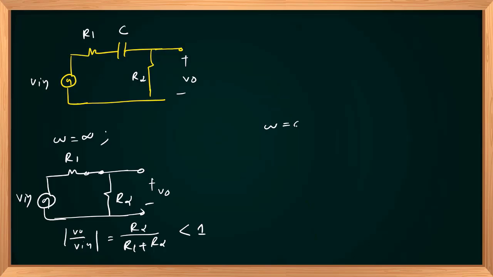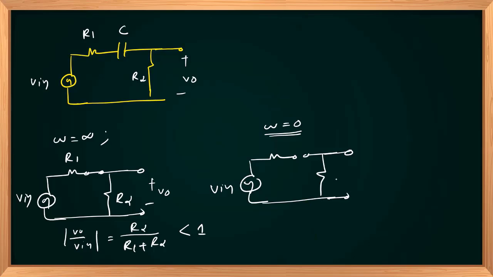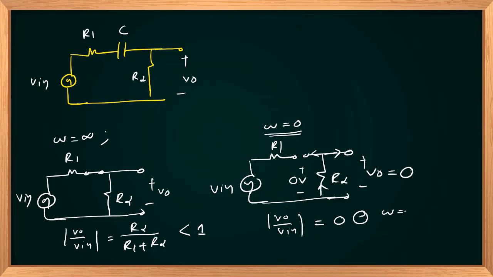At omega equal to 0, the capacitor acts as an open circuit. As earlier, no current flows through R2, because this branch is open. So no voltage drop across R2 implies V out equal to 0. So the magnitude of V out upon V in is 0 at omega equal to 0.